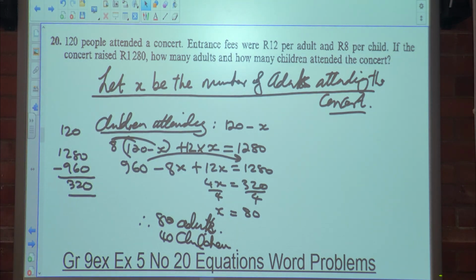Okay, any confusion there? So that basically brings us to the end of word problems.